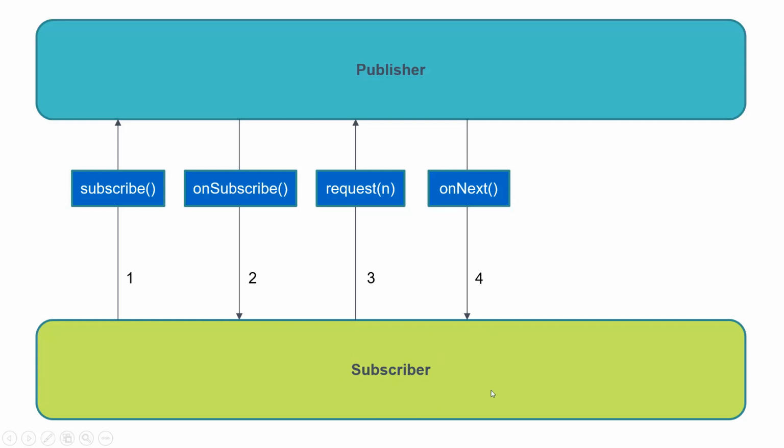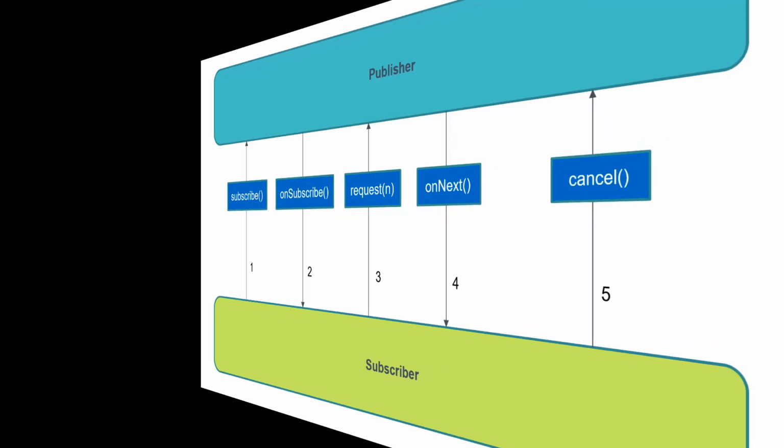Now say for example, after getting the first record, subscriber doesn't want more data. So what subscriber can do is, it can call this cancel method. So that will inform the publisher that, hey, I don't want more data now. Don't give me any more data. Whatever you gave me till now, I'm good with that. Now stop it. So this is back pressure. So this is all about reactive stream specification.